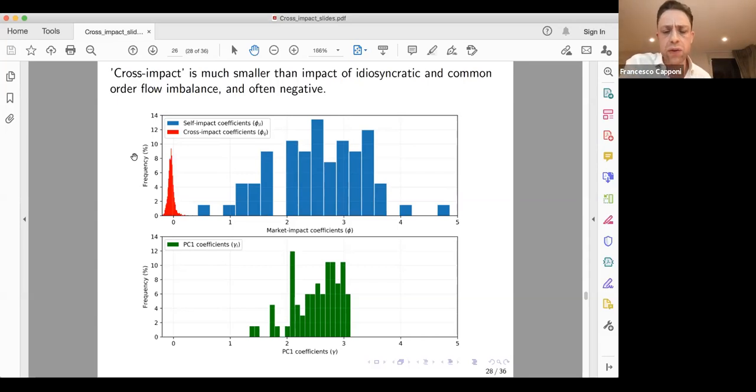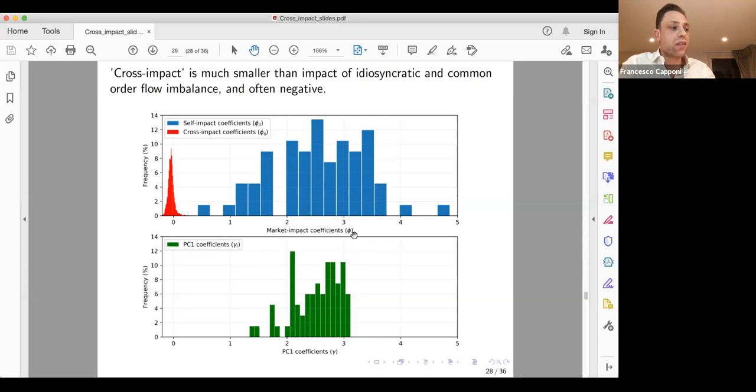So this is quite similar to what we had before. The one on the top shows that the self-impact coefficient, so a stock's own order flow imbalance, is a major determinant of a stock's return. But the green in the histogram on the bottom shows that equally important is the commonality in order flow among stocks. Once you take this into account, these two are of the same order of magnitude. And you can see that the red, which is the cross impact, is very, very tiny. I'm not sure you can see from this, but once you take the PC1 into account, almost all of these cross-impact coefficients change sign. So most of them become negative.